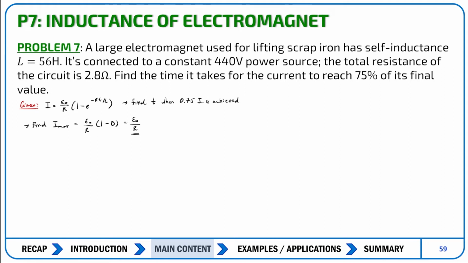In order to get 75% of this, that means we're trying to find 0.75 epsilon naught over R is equal to epsilon naught over R times 1 minus e to the power of minus Rt over L. So then all we have to do is solve, and we can cancel out the epsilon naught and R's. So we have 0.75 is equal to 1 minus e to the minus Rt over L. So e to the power of negative Rt over L is equal to 1 minus 0.75, which is 0.25.